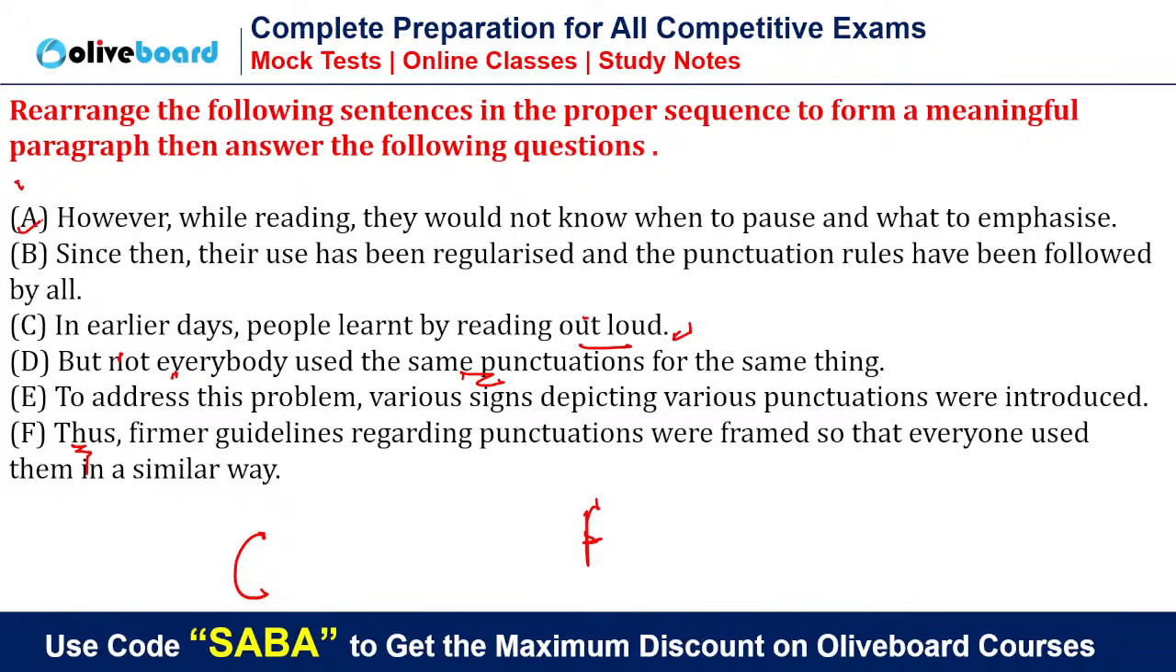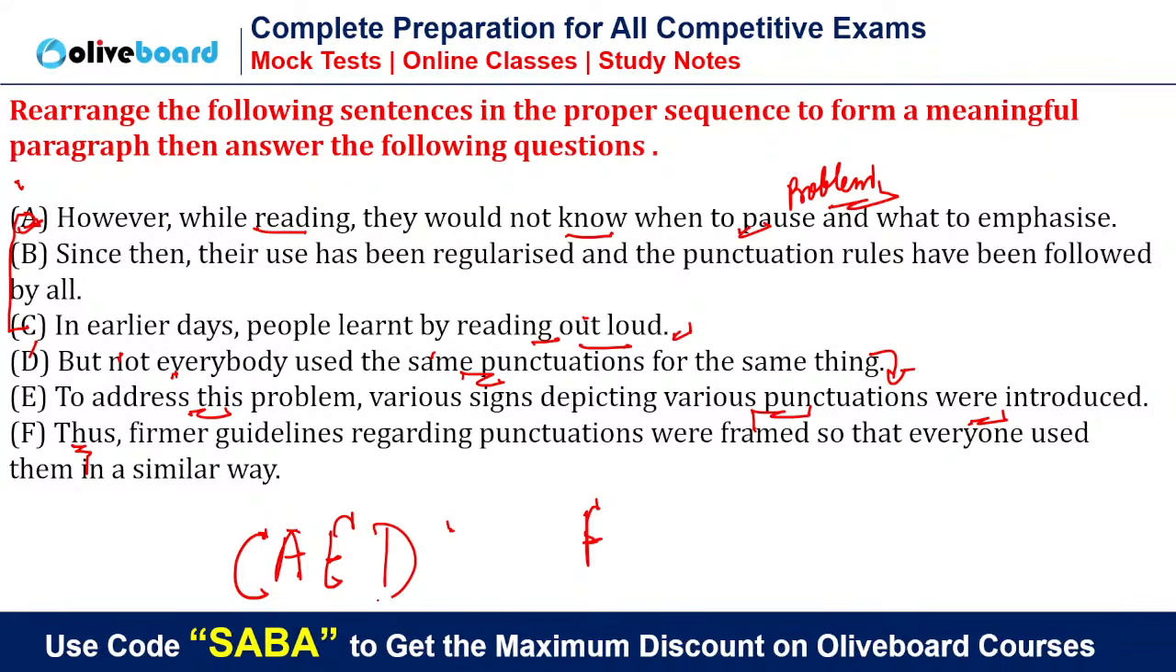After C, immediately A will come because these two concepts have been contrasted. People learnt by reading out aloud, but while reading, they would not know when to pause and what to emphasize. So C A. So this is the problem. This problem has been discussed in E, right? To address this problem, various signs depicting various punctuations were introduced, right? So now here we are introducing punctuations. Can you see? So D will come after E only.